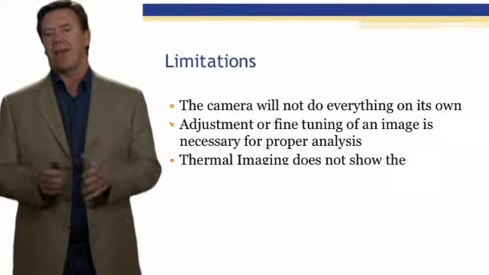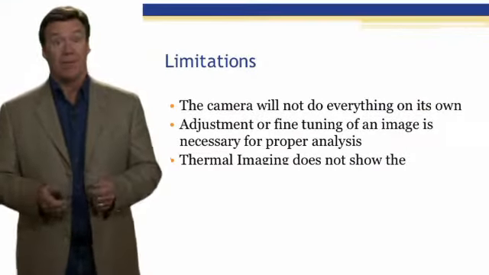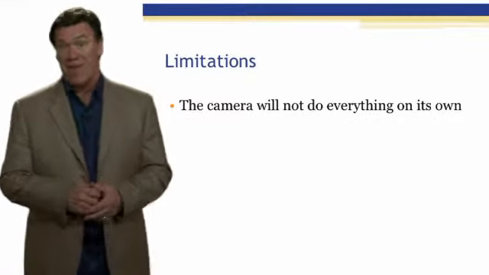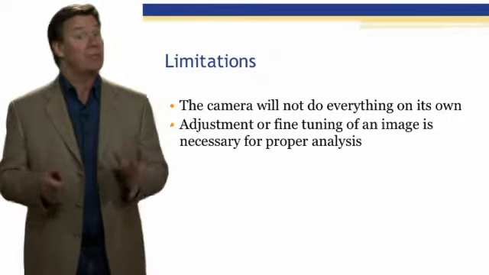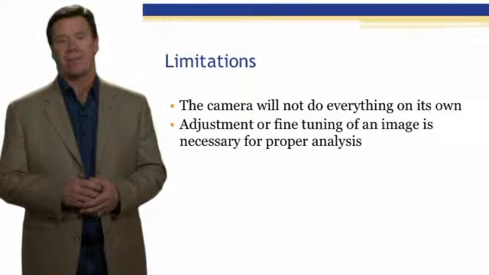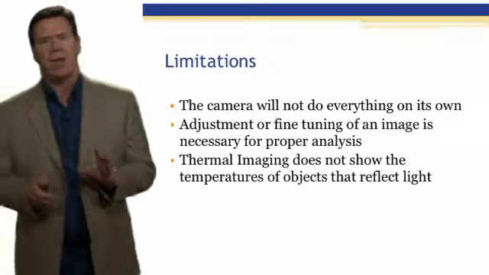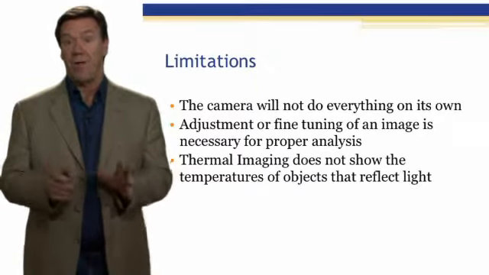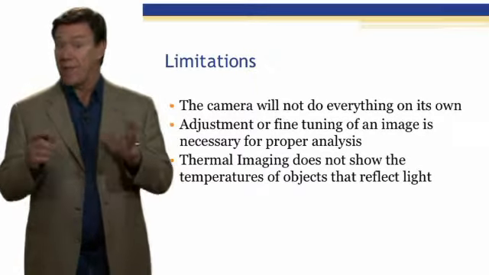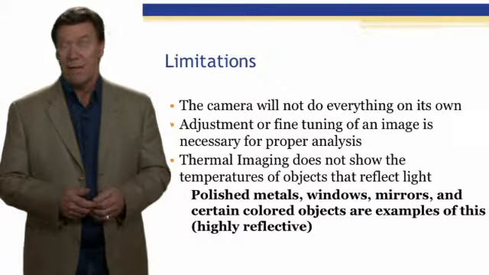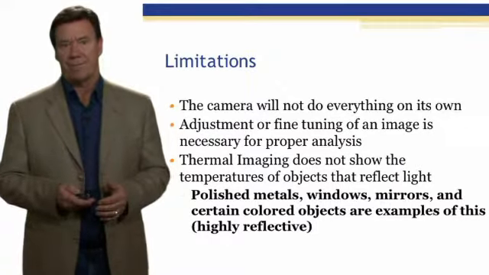It's important to recognize the limitations of IR cameras. The camera will not do everything on its own. Adjustments or fine-tuning of an image is necessary for proper analysis. Thermal imaging does not show the temperatures of objects that reflect lots of light. Polished metals, windows, mirrors, certain colored objects are examples of this. Those that are highly reflective.